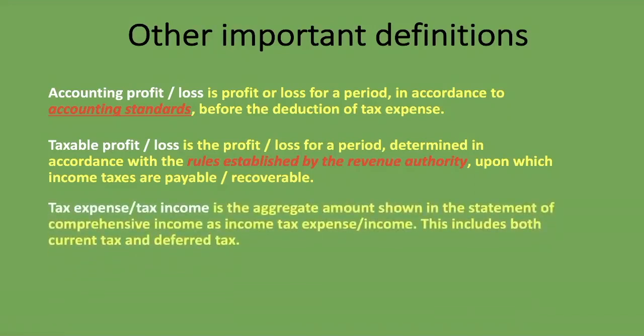Another definition here is the tax expense or the tax income, which is the aggregate amount shown in the statement of comprehensive income as income tax expense or income. This includes both current tax and deferred tax. Remember, in your income statement, when you're doing the reconciliation, not only do you have the current tax that you're paying over or that you owe the revenue authority, but you also include the movement in deferred tax. Now, we'll look at these examples when we go through this topic in this lesson and in the lessons that are to follow.